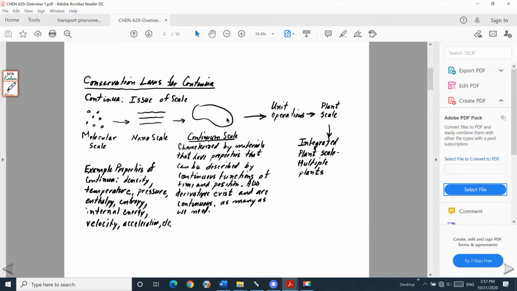So basically this continuum scale is a collection of infinitesimal, very small systems. These very small systems have very small mass and very small volumes. The collection of these small systems gives this continuum system. If we move to the next level, a collection of this continuum scale, when we scale up this system, we can get some unit operations, like a reactor and a separation system. And after that, the collection of unit operations gives us the plant scale.